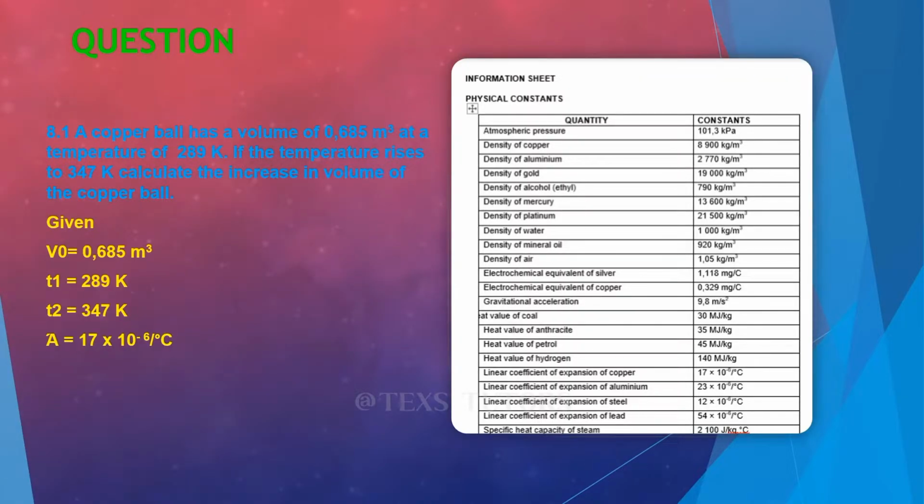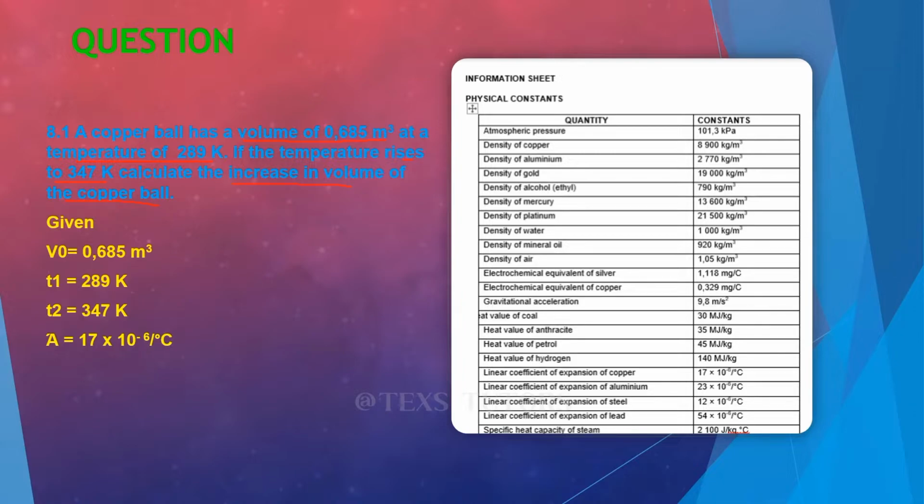The question reads as follows. A copper ball has a volume of 0.685 cubic meters at a temperature of 289 kelvins. If the temperature rises to 347 kelvins, calculate the increase in volume of the copper ball.